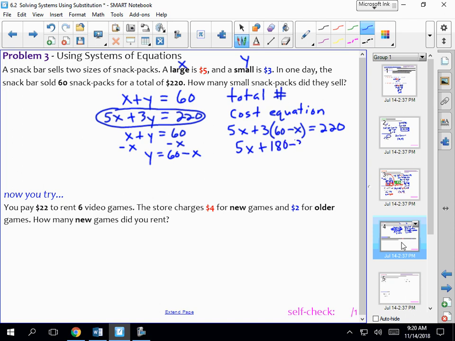Do our algebra, distribute, then combine like terms. 5x minus 3x is 2x plus 180 equals 220. And then if I subtract 180 from each side, I get 2x equals 40.